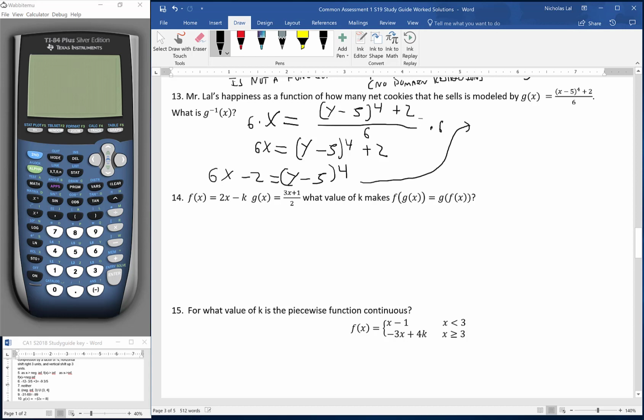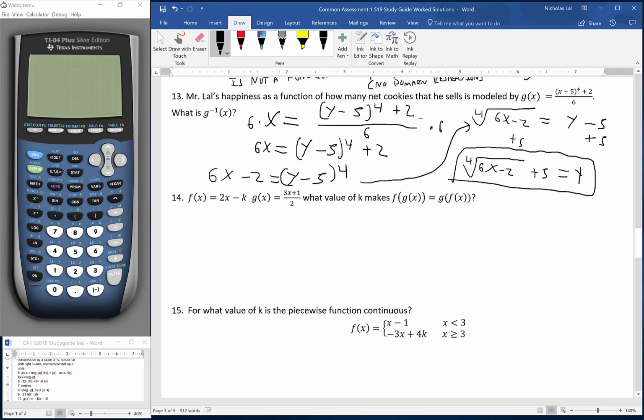Take the fourth root of each side. The fourth root of 6x minus 2 is equal to y minus 5. And my last step is to add 5 to each side. So the fourth root of 6x minus 2, plus 5, is equal to y. Okay, that's our inverse, and so we finally would say the inverse. So actually that's the inverse of g of x. So g raised to the negative 1 of x, that's the notation. Let's make that g raised to the negative 1 of x.